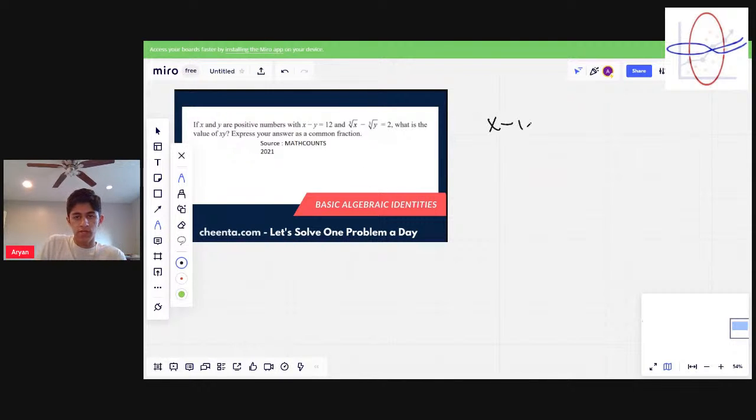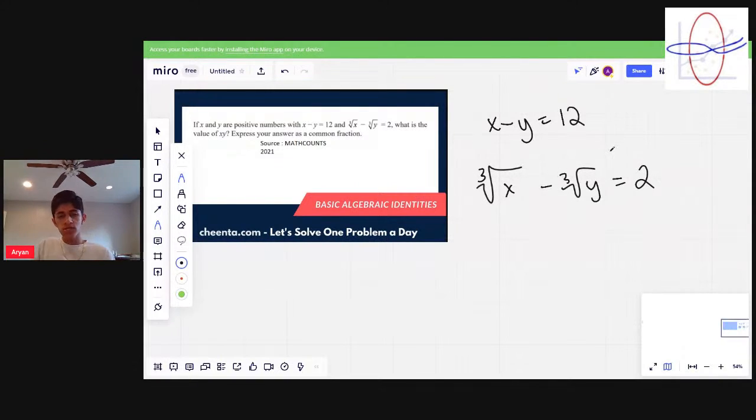So we know x minus y equals 12, and the cube root of x minus the cube root of y is equal to 2. Now, what's a simple operation I could do to get from cube root of x minus cube root of y to x minus y? If I cube both sides of this equation, I'll at least have an x minus y, and then I'll have some other terms, right?